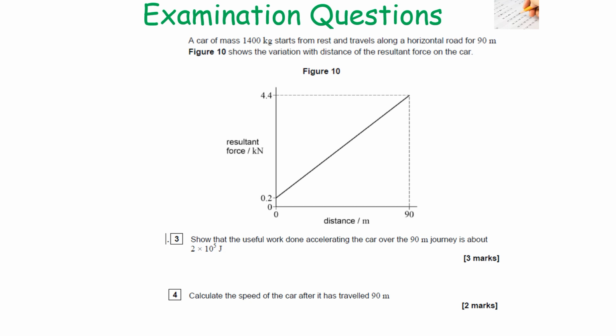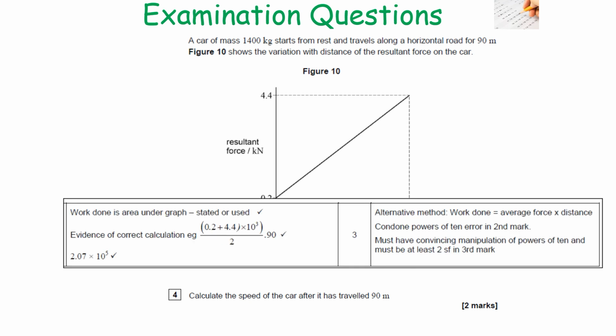We then divide it by our value of 2 because it's a half AB, so for the area of a triangle you divide it by 2 and then you multiply it by the height, the distance value, which is 90. So you would do 0.2 plus 4.4. Okay, so you work it through to find your difference there, times by 10 to the 3, divided by 2, times by 90, and we get 2.07 times by 10 to the 5.